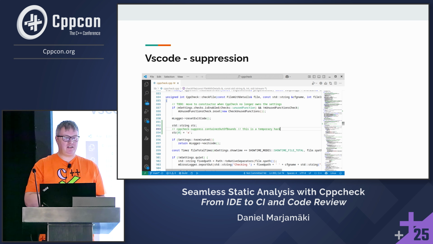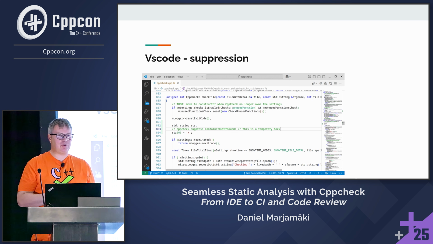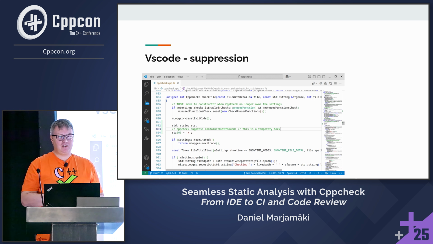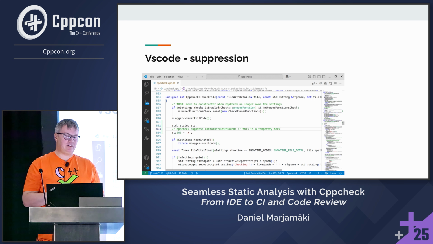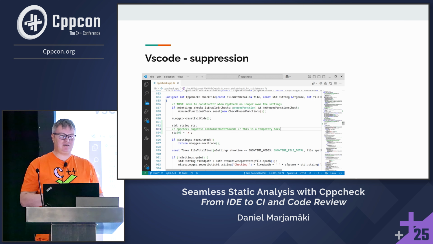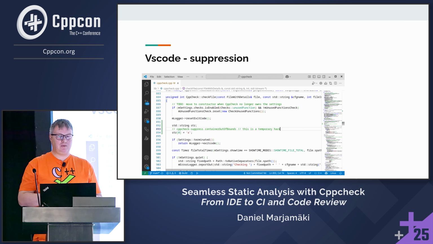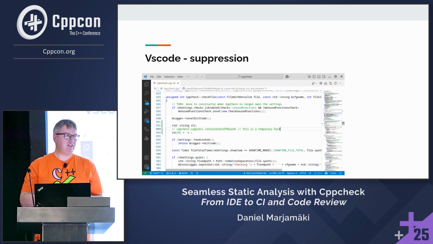So let's say that this was a false positive, and then you upgrade cppcheck, and now the false positive is gone. What happens now is that you will get another warning from cppcheck that says unmatched suppression, because you have a comment in your code that is not needed. So you will be able to remove it.